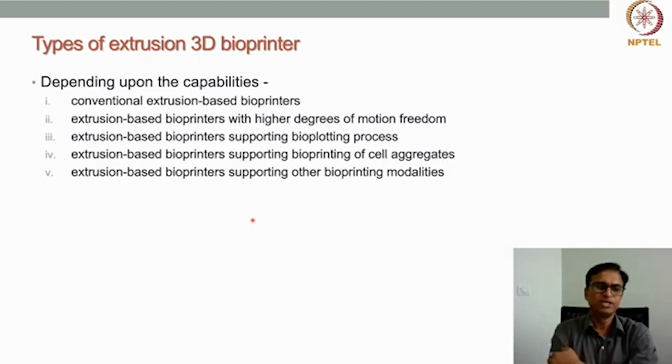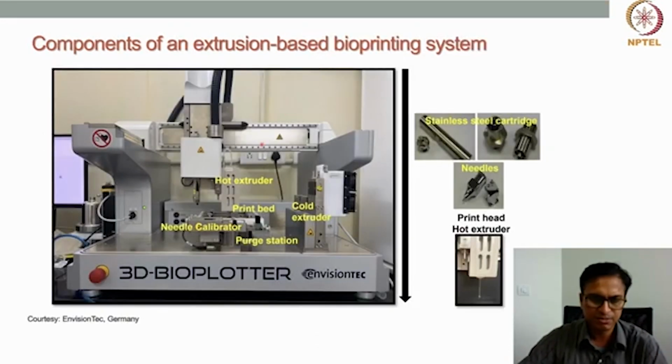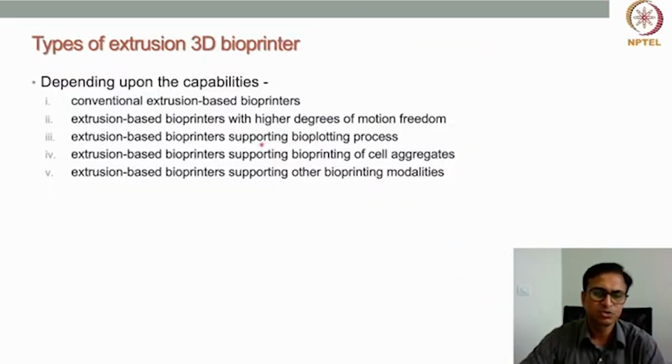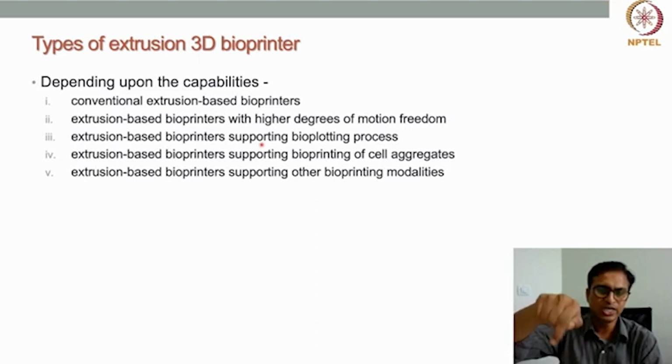Again, depending upon the capabilities and functionalities, different types of extrusion-based bioprinter systems are available. Some are conventional extrusion-based bioprinters, like the one we have shown here. Then there are certain bioprinters with a high degree of motion, where the printhead can move over an uneven surface and still print. The nozzle can also be rotated, and that can be printed.